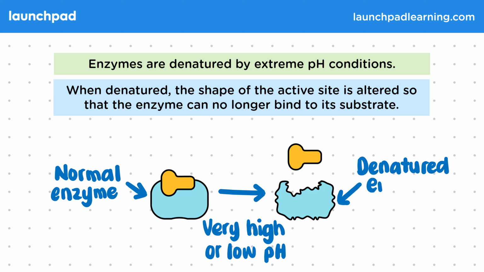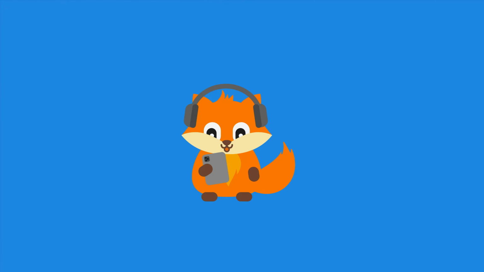The very acidic or alkaline conditions damage the enzyme structure, breaking bonds within it, which means that the enzyme can no longer bind to the substrate. The key no longer fits the lock. This change in the enzyme shape is permanent. It cannot be reversed.